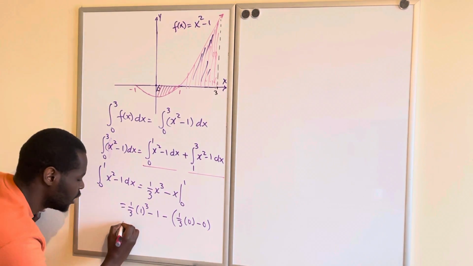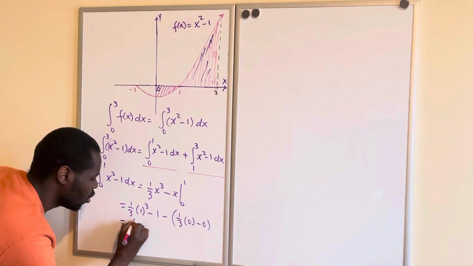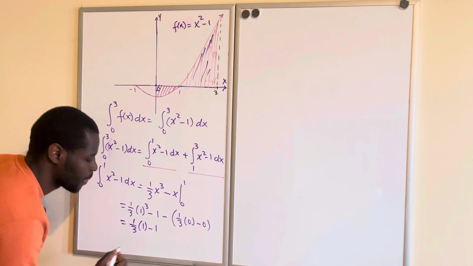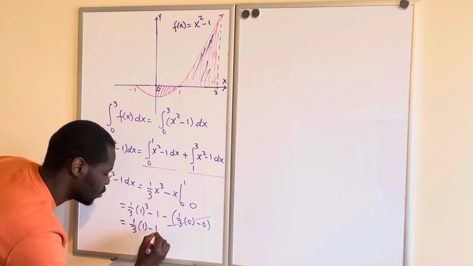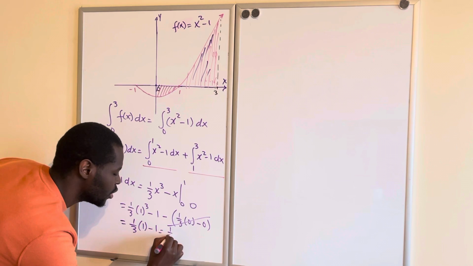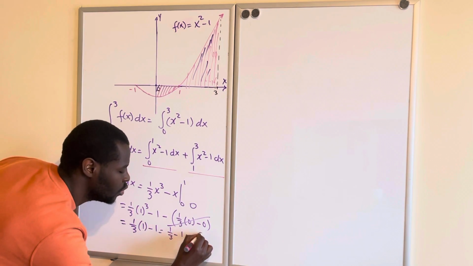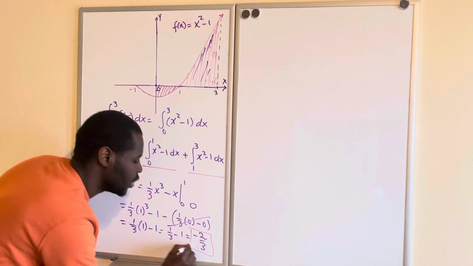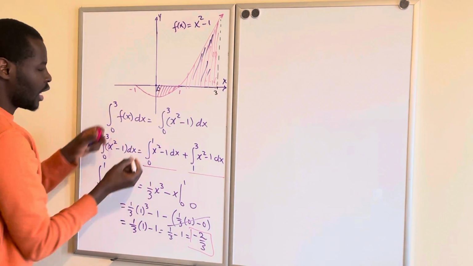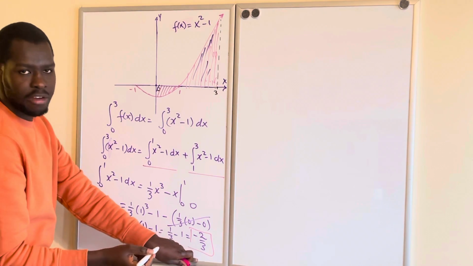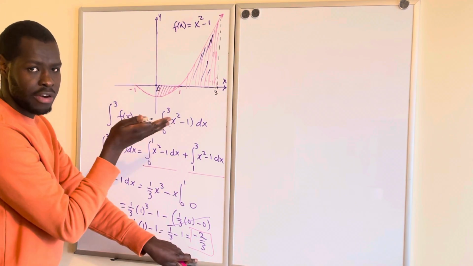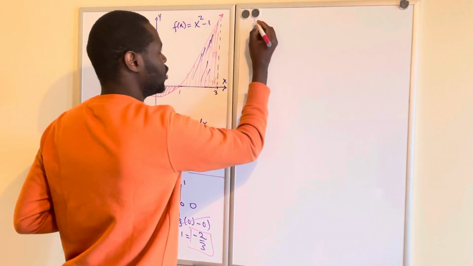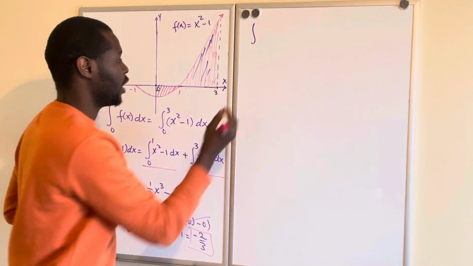Okay, so let's simplify this one. We'll get 1/3 times 1 minus 1. This whole thing goes to 0, so you don't have to worry about that. So you get 1/3 minus 1, which equals negative 2/3. So this is the first area, from 0 to 1. As we can see, we are expecting a negative value since the area is below the x-axis, and that's exactly what we got here. So we go ahead and do the second part of the integration.